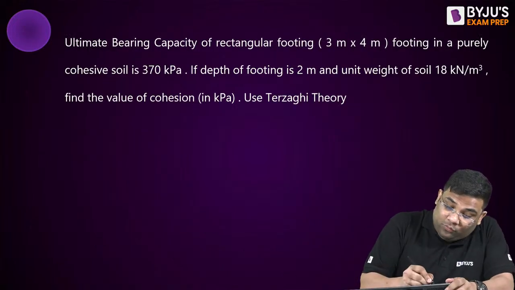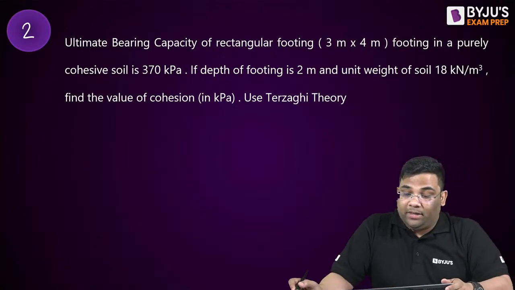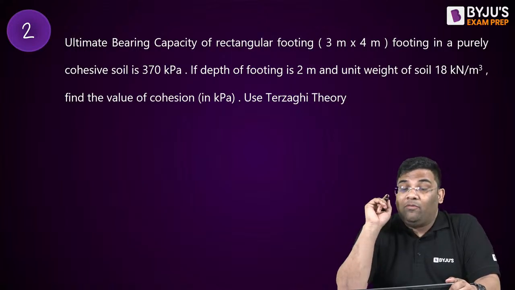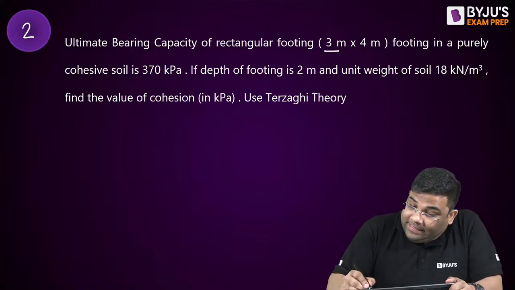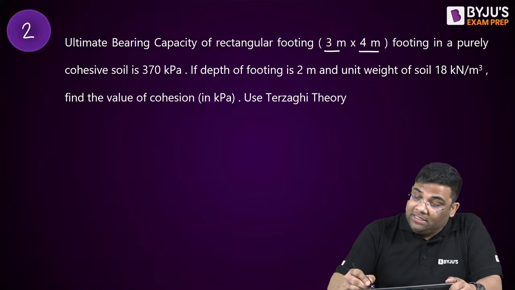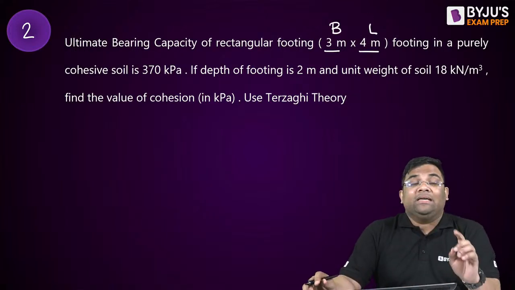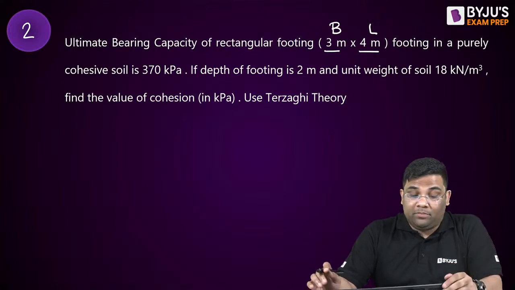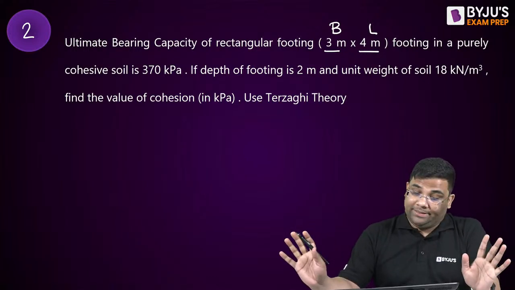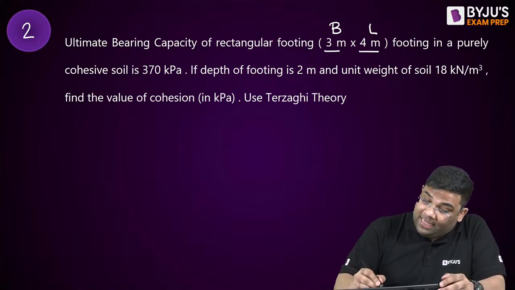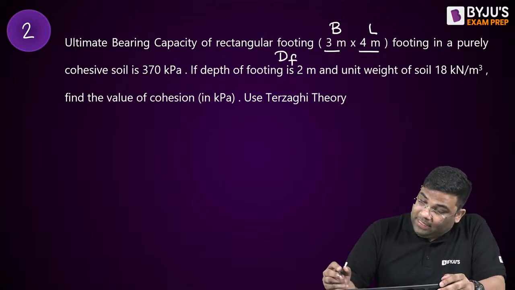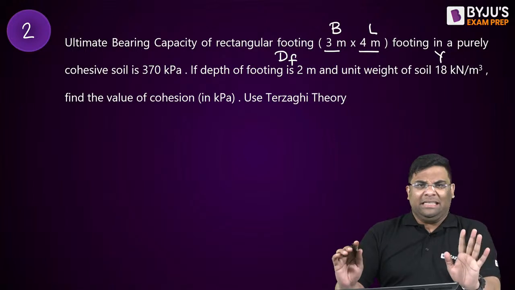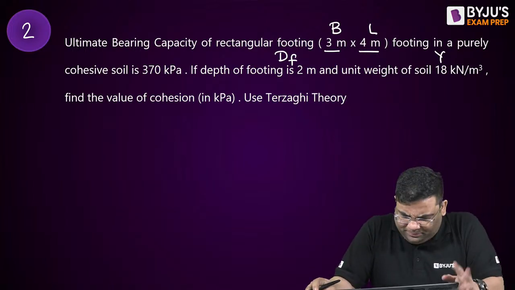Question number 2, something on bearing capacity. The ultimate bearing capacity of a rectangular footing, 3 meter into 4 meter. So this is the width, this is the length. Always take the minimum one as the width. Okay, footing in a purely cohesive soil is 370 kilopascal. If the depth of footing is given as 2 meter, and the unit weight is given as 18 kN per meter cube, find out the cohesion using Terzaghi theory.